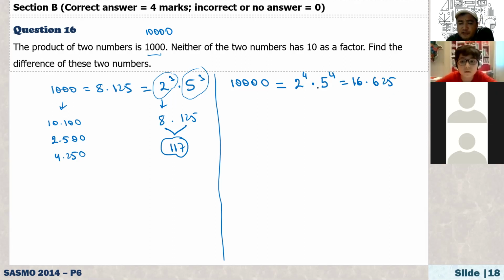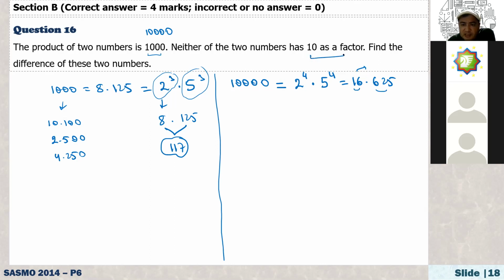If you write this 10,000 as a product of two numbers in any different way, that means I need to take a 2 and multiply the other number by 2, which creates a multiple of 10. At that time, one of the factors will be 10. So the only way to write 10,000 as a product of two numbers where neither has 10 as a factor, means that none of these numbers should be a multiple of 10. So the difference will be 625 minus 16, that is equal to 609, right?